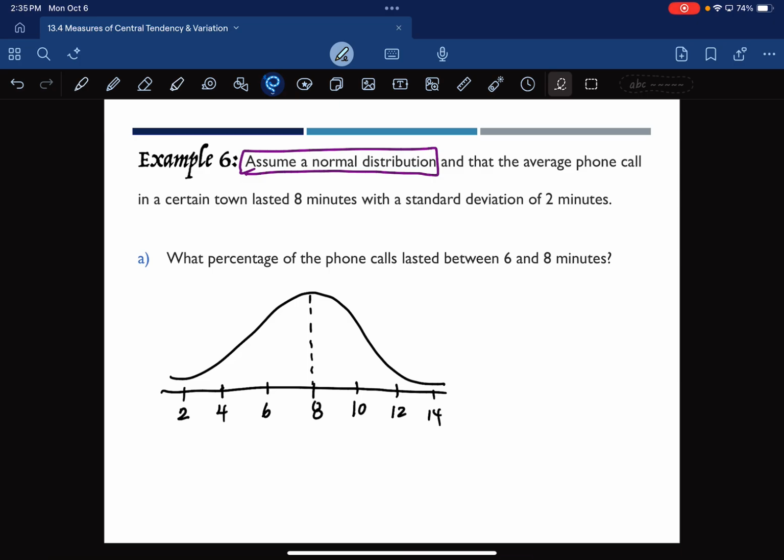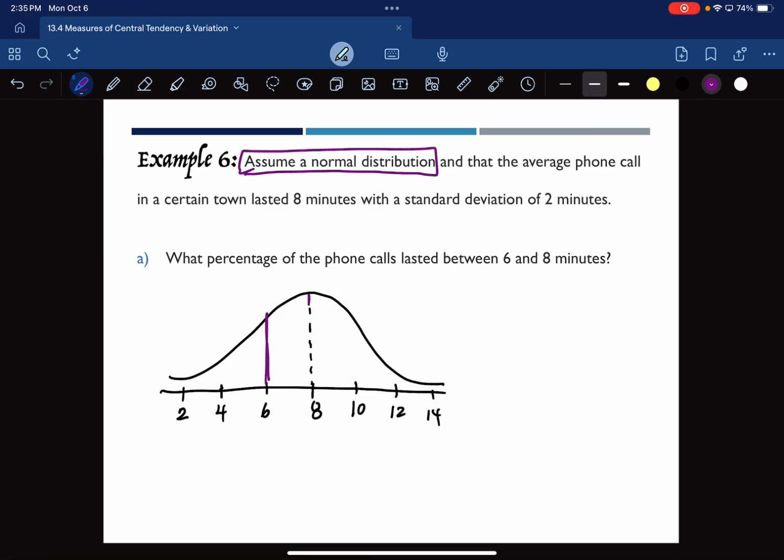Okay, so this one says we want the percentage of the phone calls that lasted between 6 and 8 minutes. So between 6 and 8 minutes is here. So when you're doing these problems, I expect to see a bell curve with something shaded in. You got to draw it. In part because I want to make sure that if you make an error, I can figure out what the error is and we can have a discussion about it, right? Okay, how can I figure out what the area is in that shaded region?